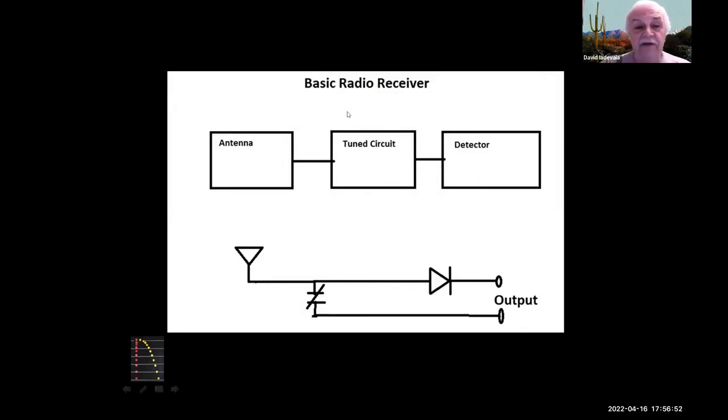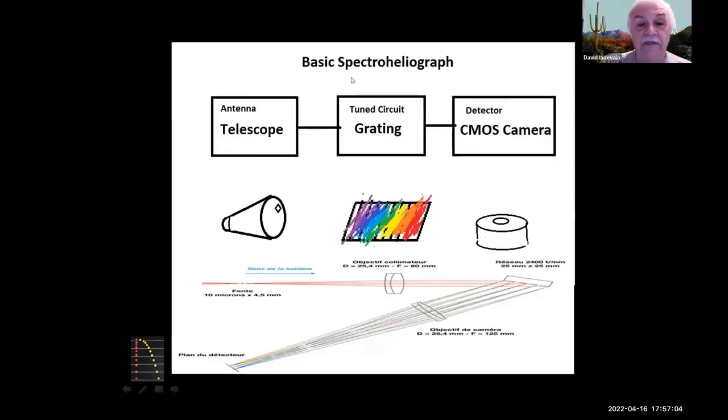So if we look at a basic radio receiver, you have an antenna, and of course this is very basic, but you have an antenna, tuned circuit, and a detector. And schematically it might look something like this. Well, if you have a basic spectroheliograph, you also have an antenna, which we normally use as a telescope, and it has a tuned circuit, which is a grating, and it has some sort of detector. In the case of this instrument that I built, a CMOS. And so you see the telescope here, the grating here, and the detector here. And here we have a slit. Image is collected, goes through a couple of lenses here, the diffraction grating, a second lens, and onto the detector.